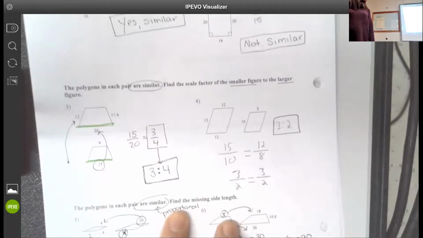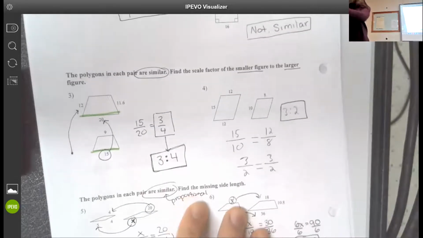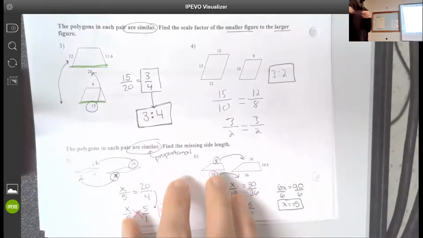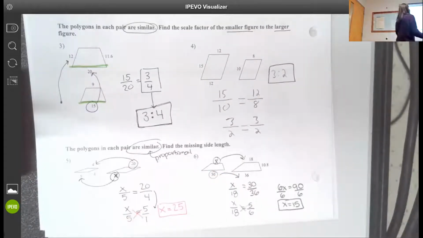On 4, it's just asking you for the scale factor. So comparing sides. Now I saw some of you compared all of the sides. That's fine. You looked at 12 to 8 and 15 to 10. We already knew that they were similar, so we don't have to look at multiple sides. We just need to look at one comparison. We know it'll be proportional because it told us that we were similar. It's okay, it's just a little bit extra work. Reduces to 3 to 2.